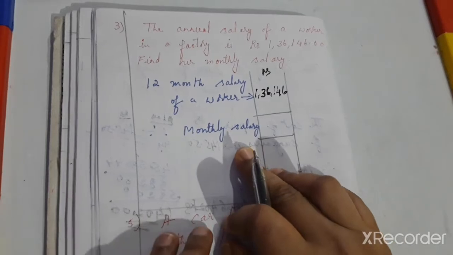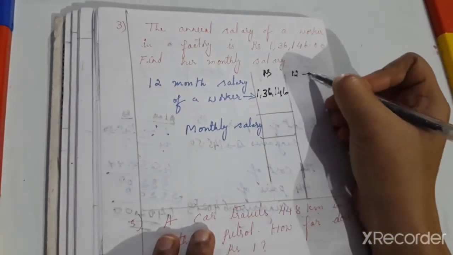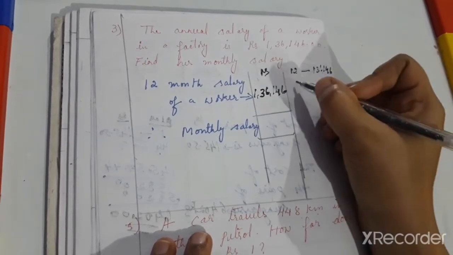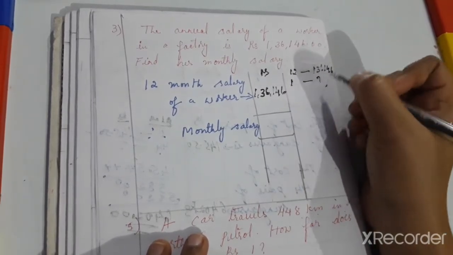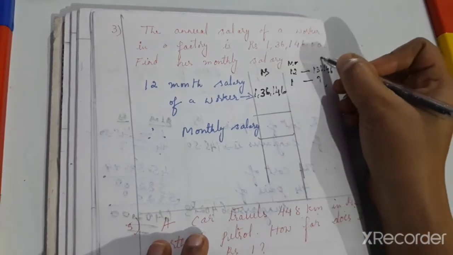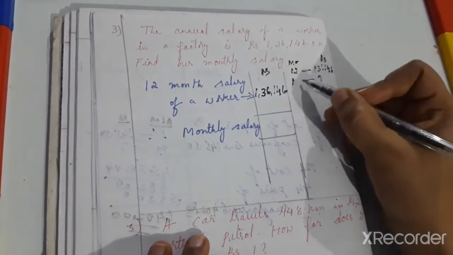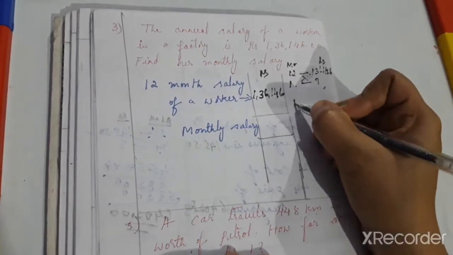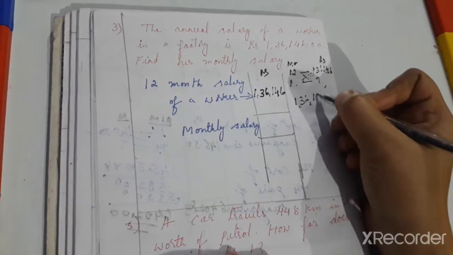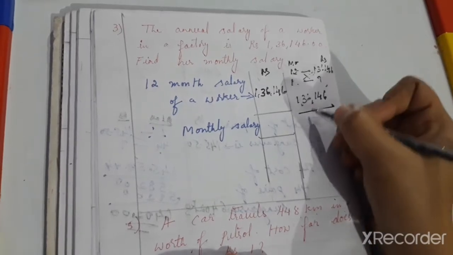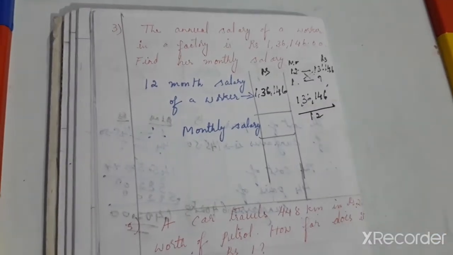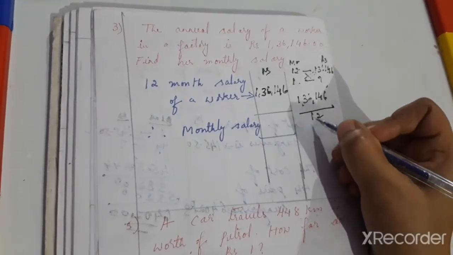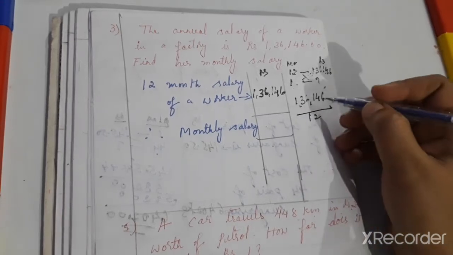Therefore, the monthly salary. We know the 12 month salary is 1,36,146. So the monthly salary for 1 month is how much? This is month, this is rupees salary. So 1 into, cross multiplication, means 1,36,146 by 12. Divided by 12, we can directly try here.